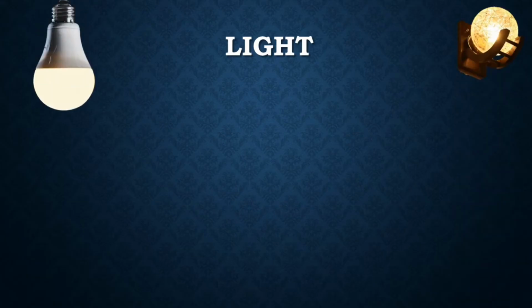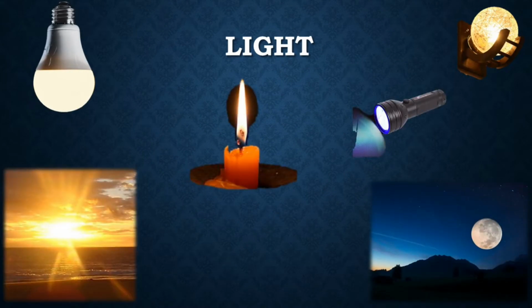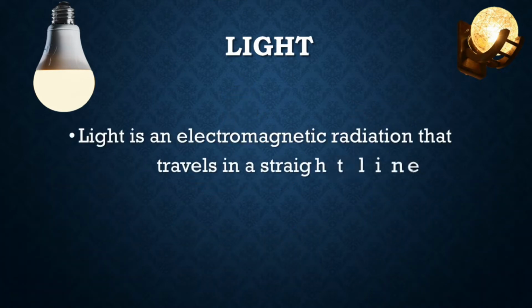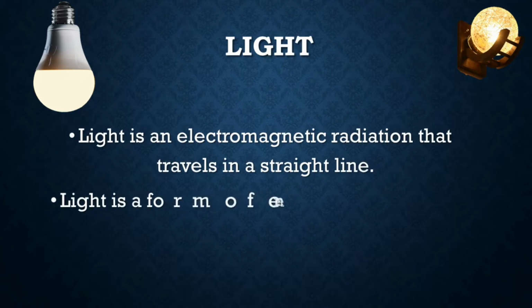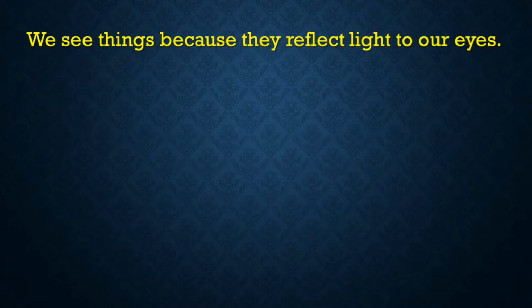Light is needed to see things around us. We are able to see the beautiful world around us because of light. Light is a form of energy. It is an electromagnetic radiation that travels in a straight line. We detect light with our eyes. Light enables us to see objects from which it comes or from which it is reflected.